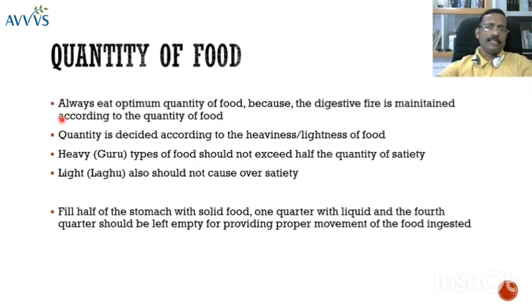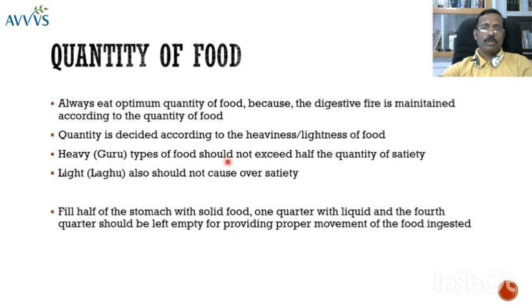Quantity is decided according to the heaviness or lightness of food, gurutvam and laghutvam. If the food is very heavy, you have to control the quantity, and if it is light, you can have some more quantity of it.